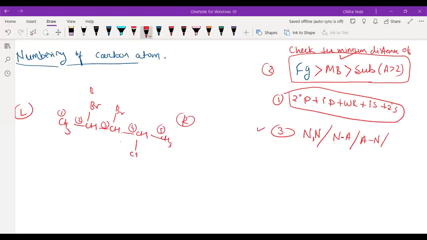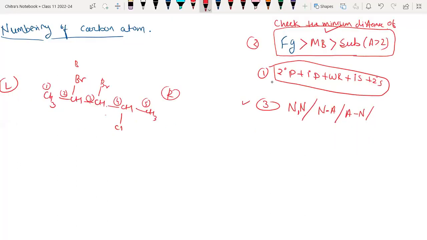Sir, is it the same thing, right? Yes, number and alphabet, or alphabet and number. And if alphabet and alphabet come together, then don't give a space between them. No space between alphabet and alphabet. Okay, everyone? Do reply. Yes, sir. So these are the things you have to keep in mind while writing the IUPAC name.